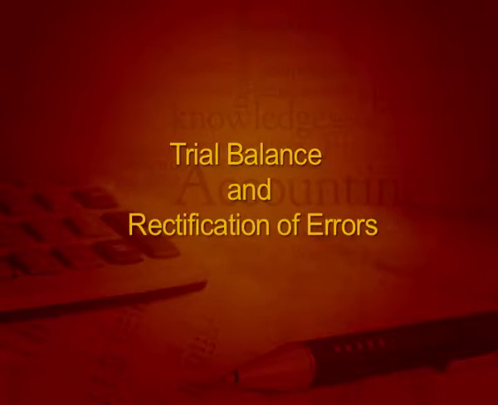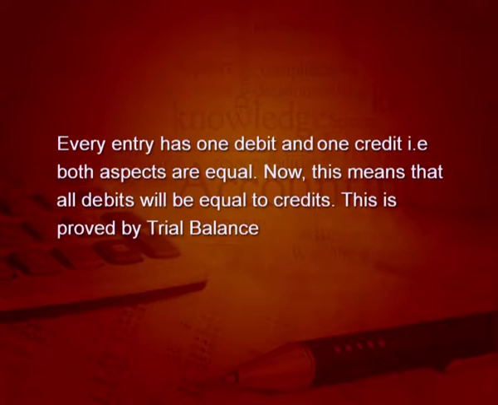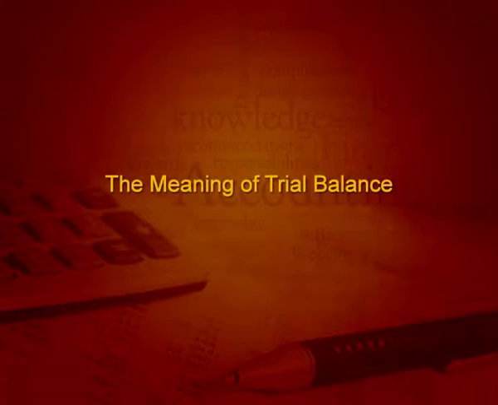Welcome my dear students. Today we are going to start a very important chapter 6, that is trial balance and rectification of errors. Till now we have studied that every entry has one debit and one credit aspect, and both these aspects are equal. Now this means that all the debits will be equal to credits. Well, this is proved by trial balance.